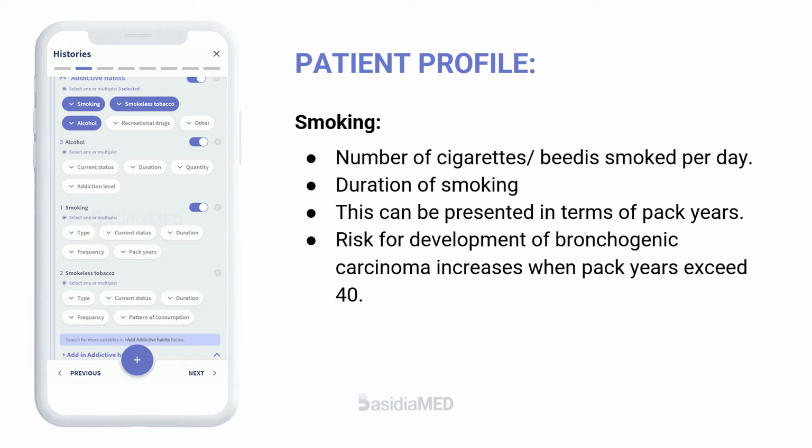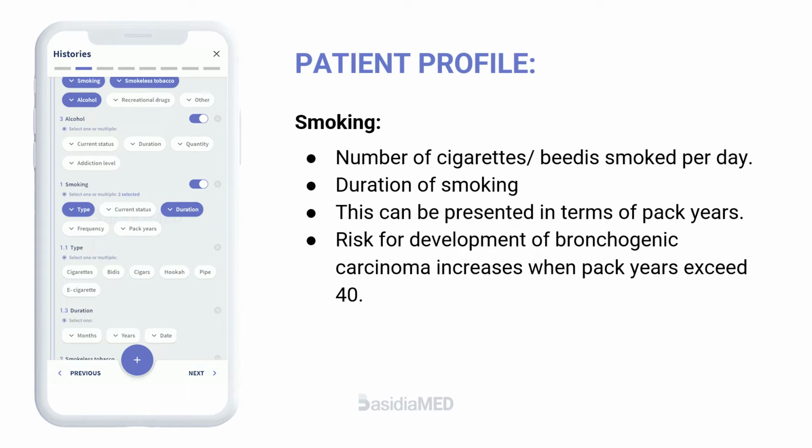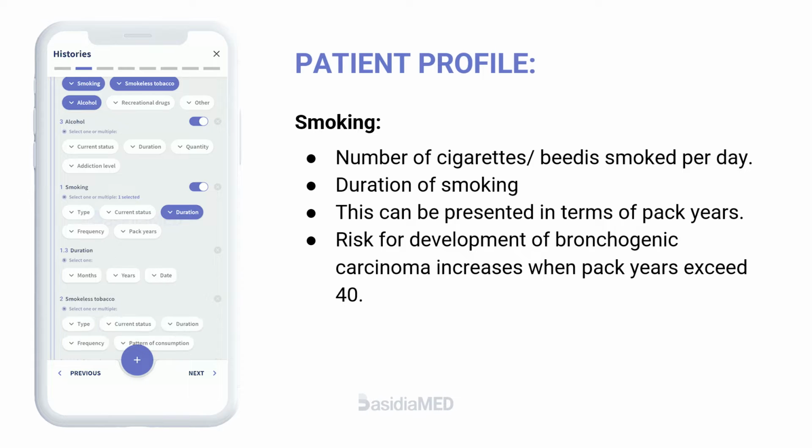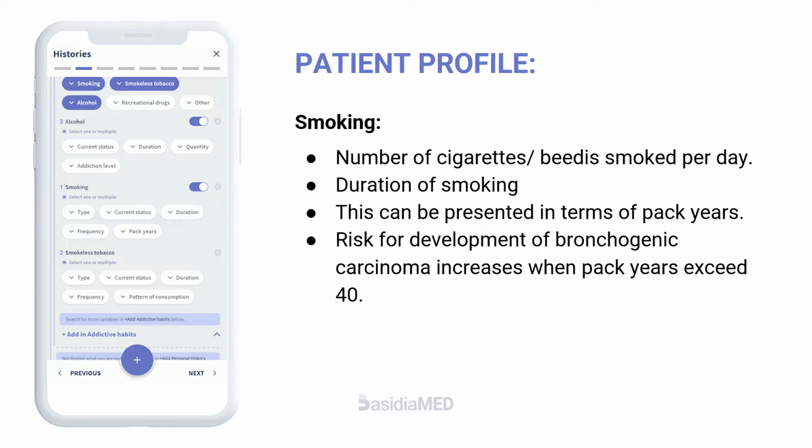Smoking. Inquire about the number of cigarettes or BDs smoked per day and the duration of smoking. This may be presented in terms of pack years. Risk for development of bronchogenic carcinoma increases when pack years exceed 40. These parameters have been included in various scoring systems for chest pain and myocardial infarction, such as the Heart score and modified TIMI score, etc.